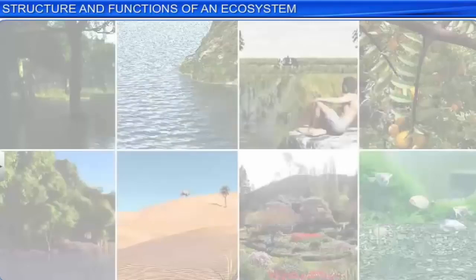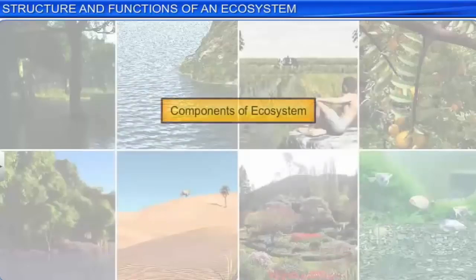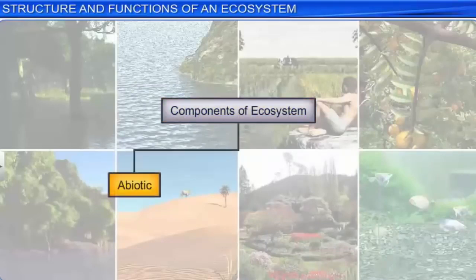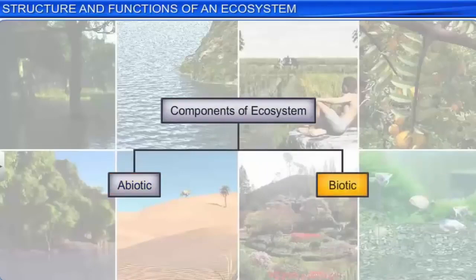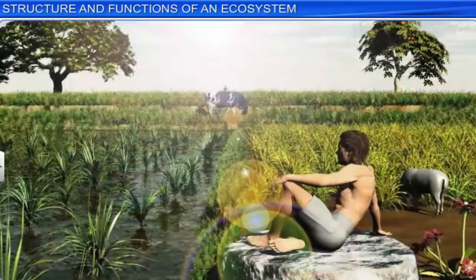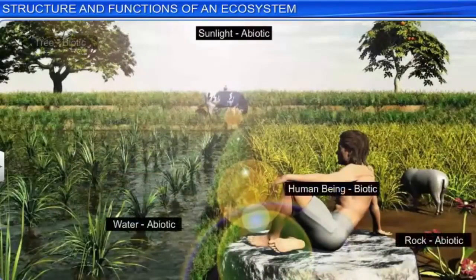In other words, the two major components in any ecosystem are abiotic or non-living components and biotic or living components. There is a continuous interaction between the abiotic and biotic components of an ecosystem, resulting in a physical structure which forms a characteristic for each type of ecosystem.